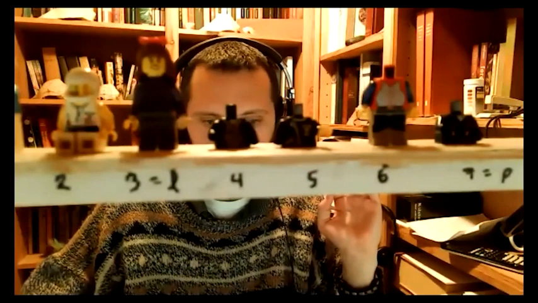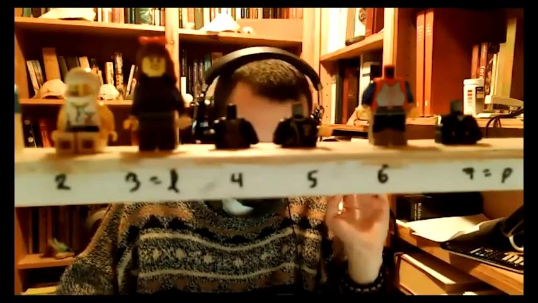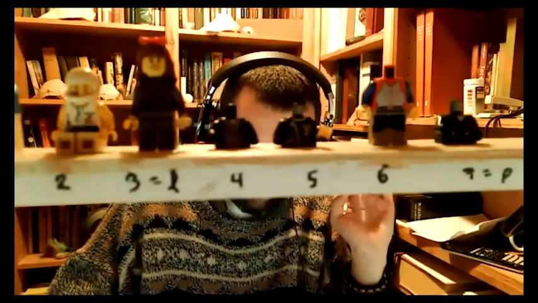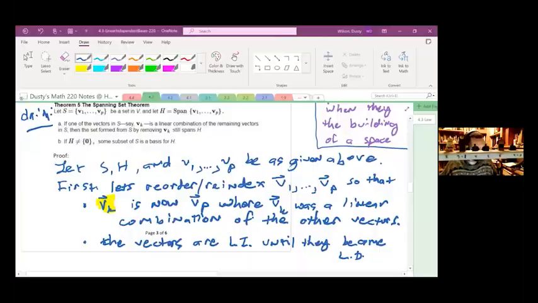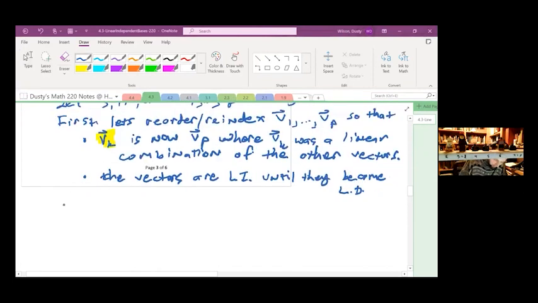Back to the proof. Okay, so after we've done this reordering, now we have V1 to VL. And then it keeps going, and you have VL plus 1 to VP.